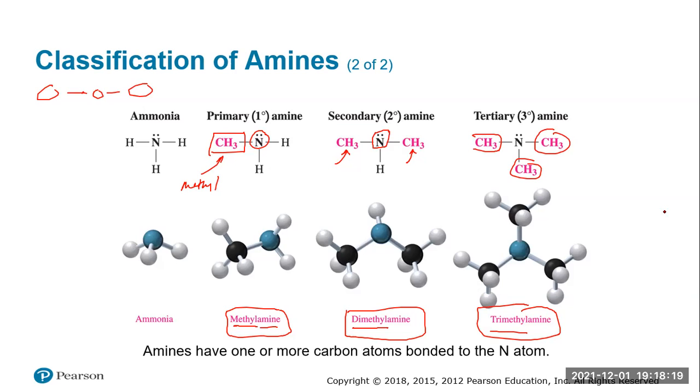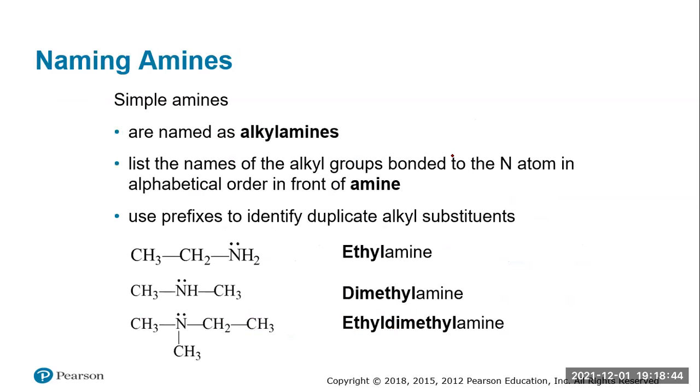Basically, look at the nitrogen, look for any alkyl groups, carbon-containing groups to the left, to the right of it, and maybe up and down, and put those groups in alphabetical order, regardless of prefix, and simply put amine at the end of it. That is a way that you can name these guys. Any questions on that? And again, that is what we see here.